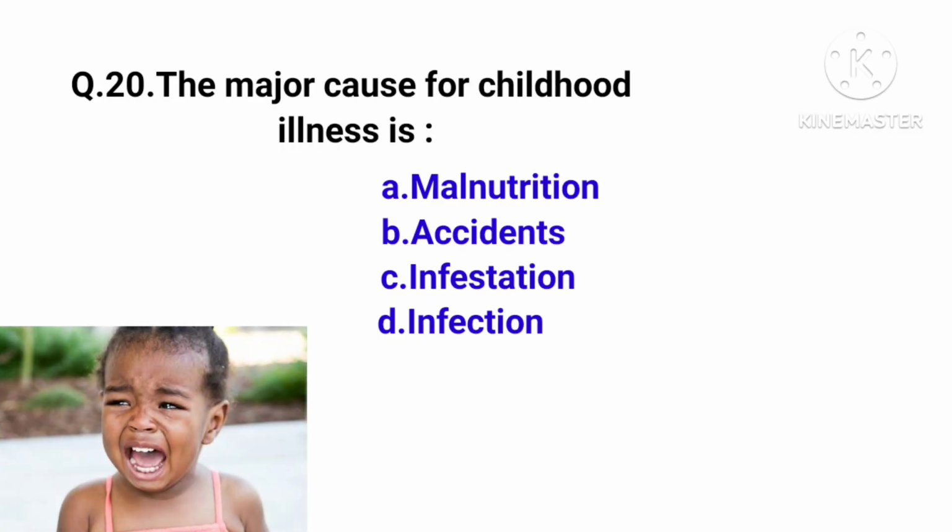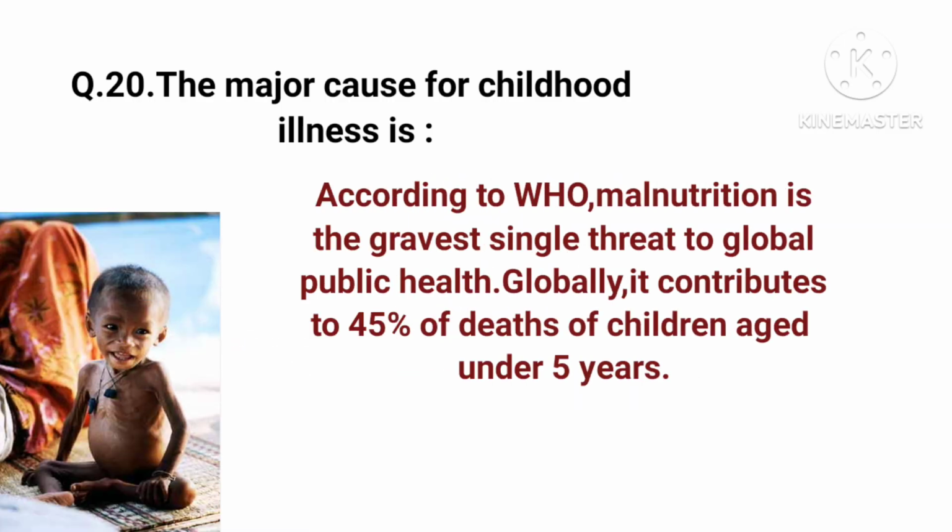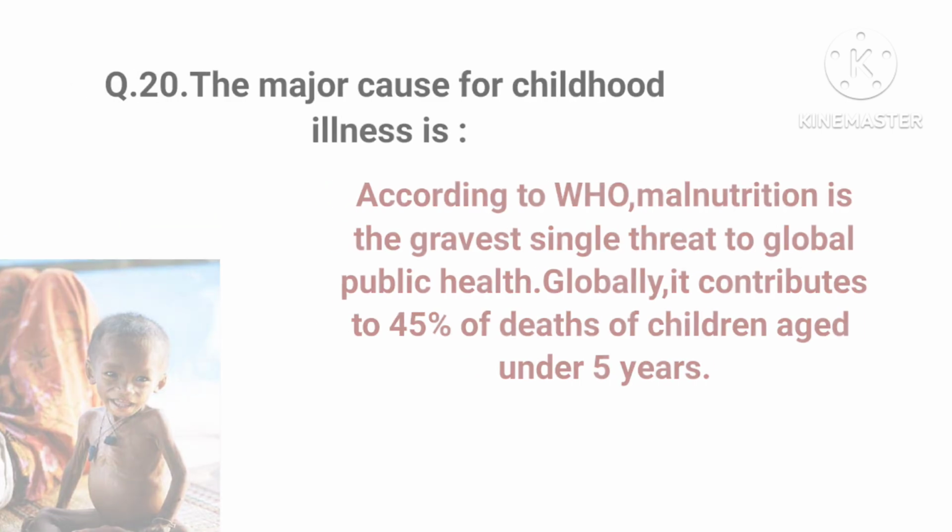The major cause for childhood illness is malnutrition, accidents, infestation or option D, infection. And here the right answer is option A, malnutrition. According to World Health Organization, malnutrition is the gravest single threat to global public health. Globally, it contributes to 45% of deaths of children aged under 5 years.